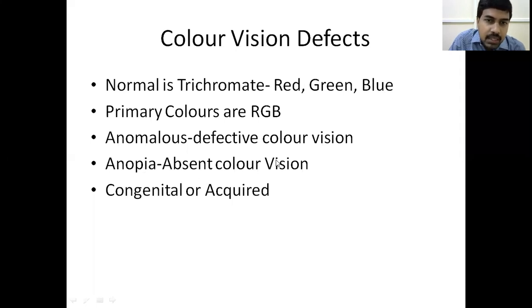So anopia means complete absence of color vision. That is completely unable to detect one color. That is known as anopia. Whereas anomaly means he is able to detect the colors, but for red he will be saying green, for green he will be saying blue, for blue he will be saying red. That is known as anomaly. So basically color vision defects are of 2 types.